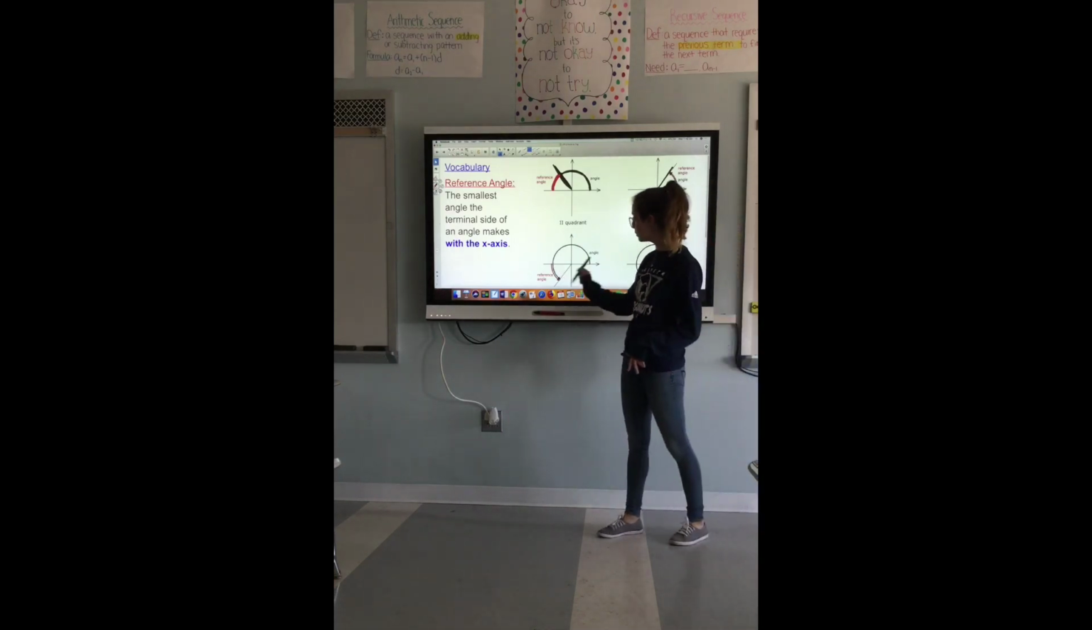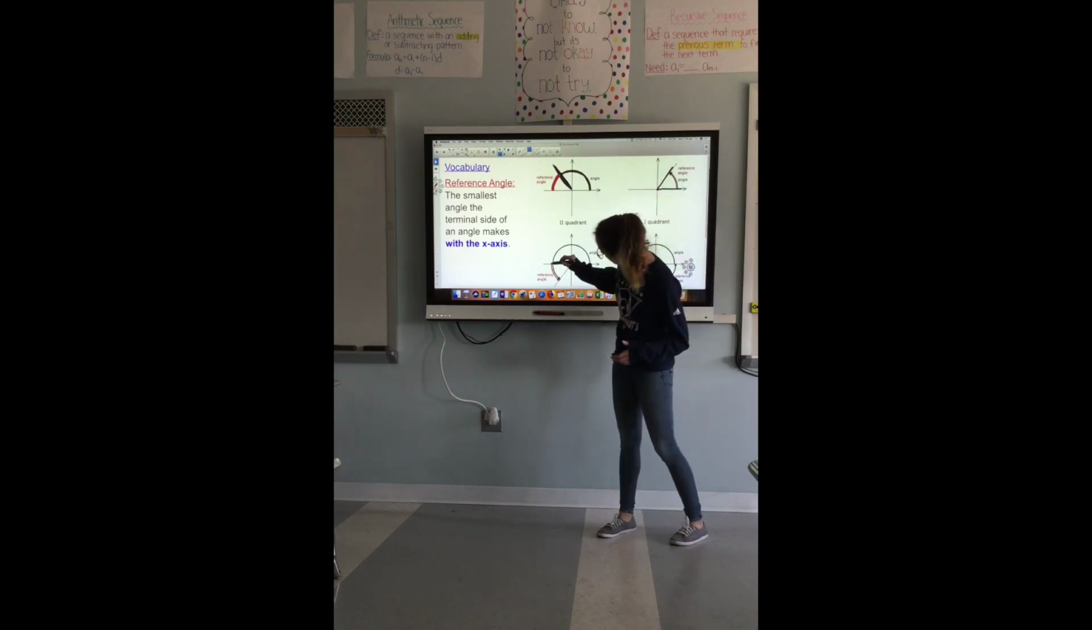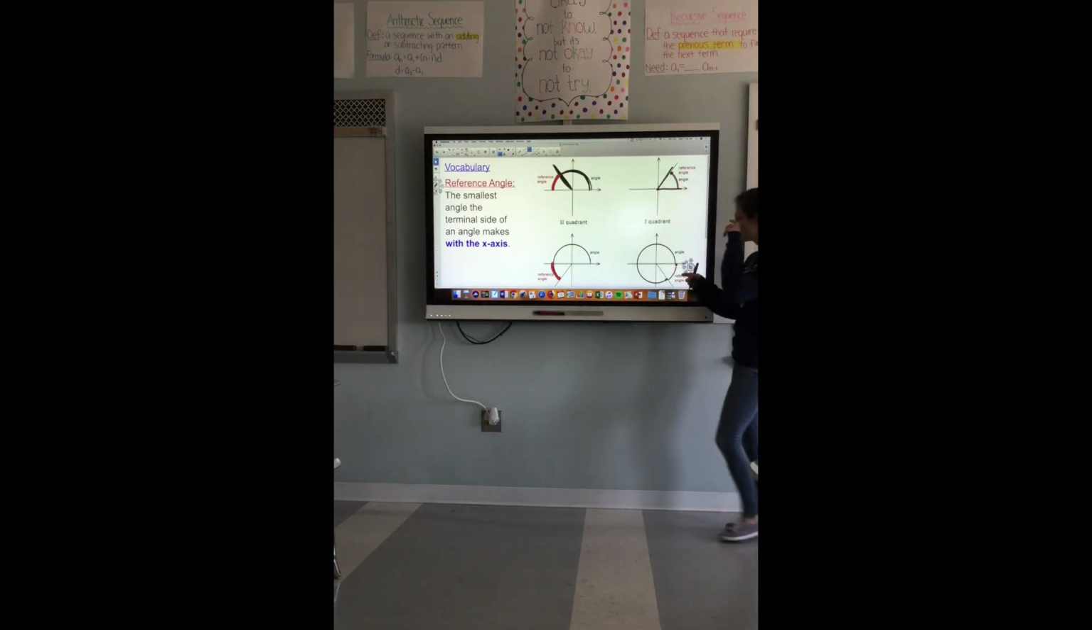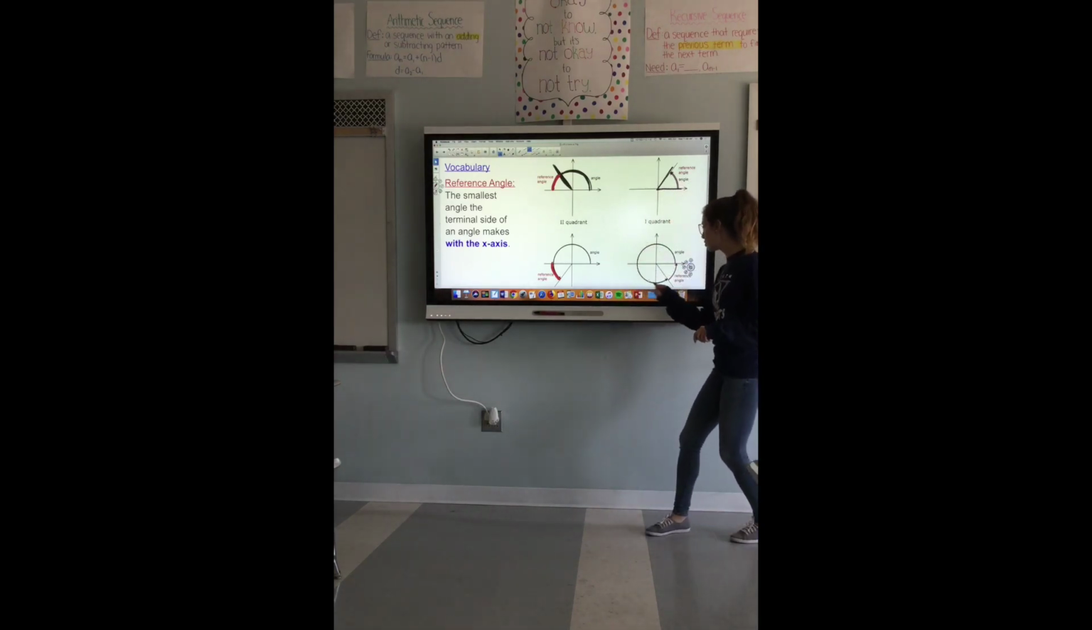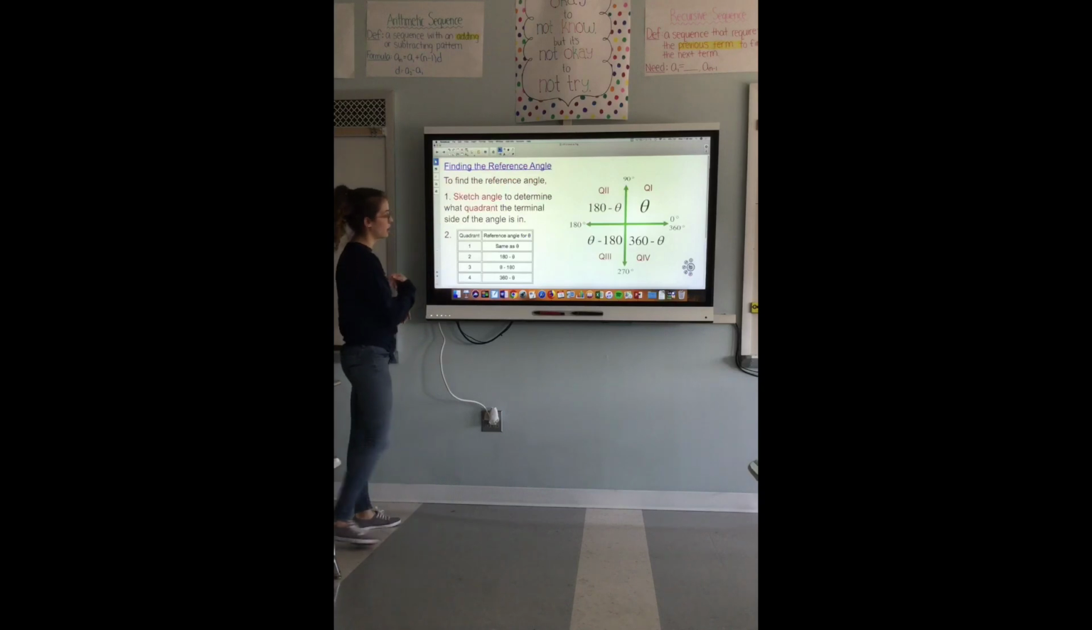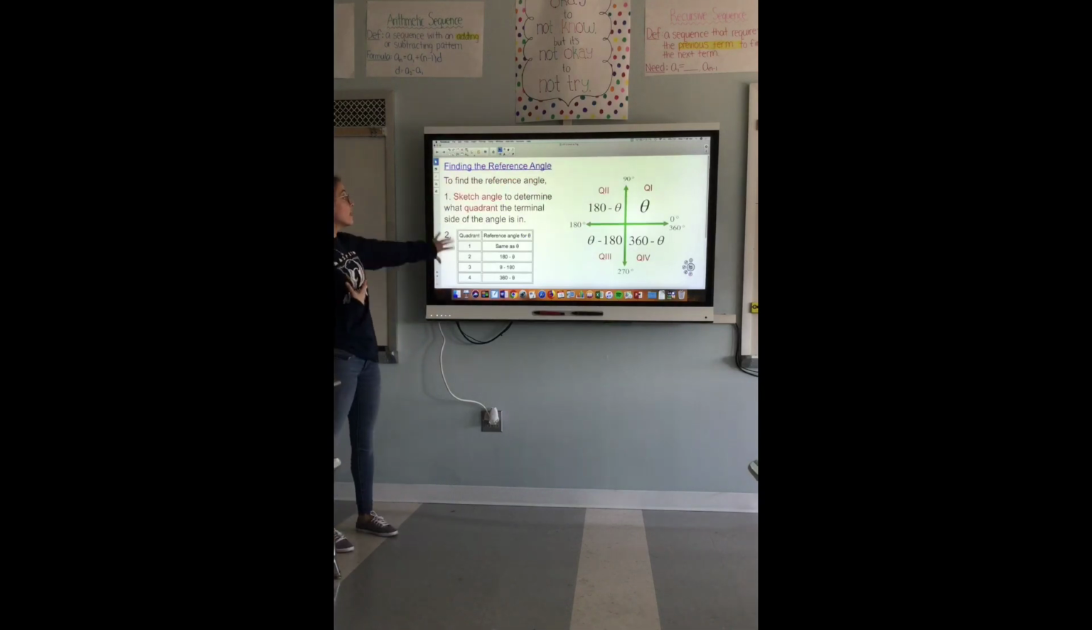So if we look at this example, this black line shows the angle in standard position. But if we go from the x-axis to where this angle is, the red line is obviously smaller than the black one. Same thing here. This black line goes almost all the way around, which is our standard angle. But this small red portion here, that is our reference angle.